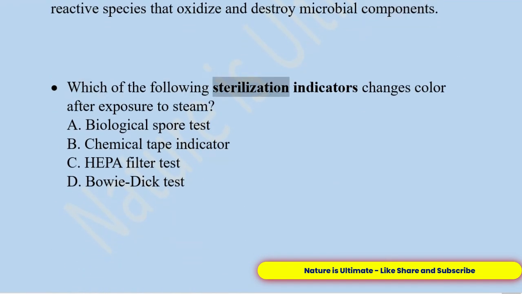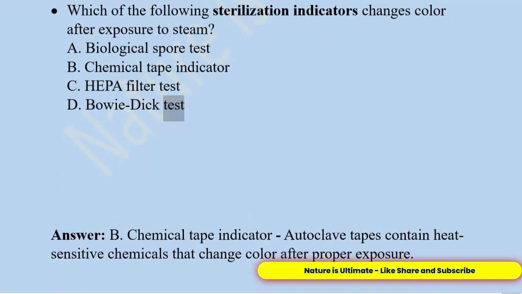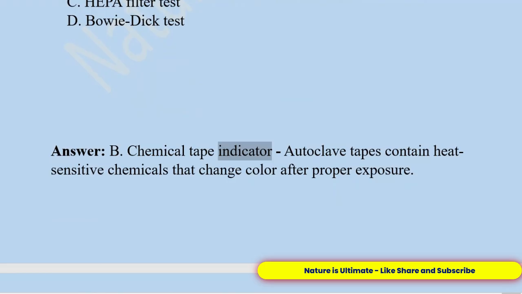Which of the following sterilization indicators changes color after exposure to steam? A. Biological spore test. B. Chemical tape indicator. C. HEPA filter test. D. Bowie-Dick test. Answer: B. Chemical tape indicator. Autoclave tapes contain heat-sensitive chemicals that change color after proper exposure.